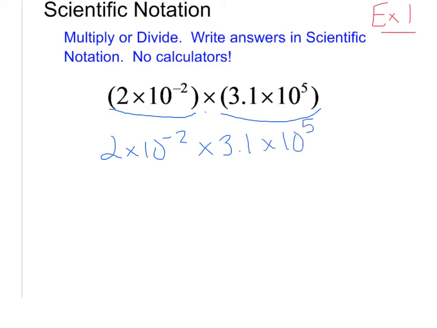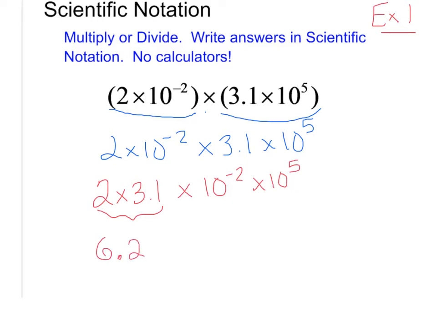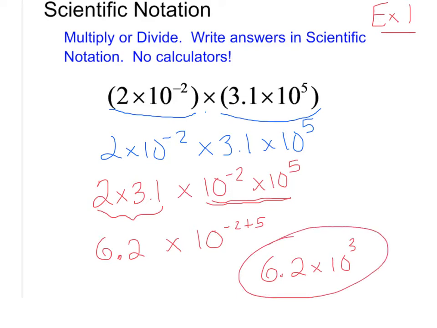And now the commutative property says that I can rearrange my terms, multiply them in any order, and get the same answer. So I'm going to multiply my constants, and I'm going to multiply my terms with exponents and use my rules of exponents. So 2 times 3.1 is 6.2, and 10 to the negative second times 10 to the 5th would be 10 to the negative 2 plus 5, because when we multiply two things with exponents, we add their exponents. So your final answer is going to be 6.2 times 10 to the third. Then I'm going to take a look at that and ask myself, is that in scientific notation? And yes, it is. So there's our answer.